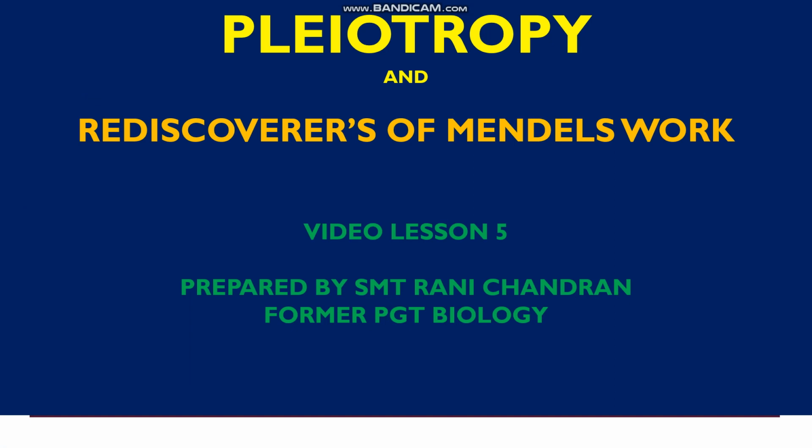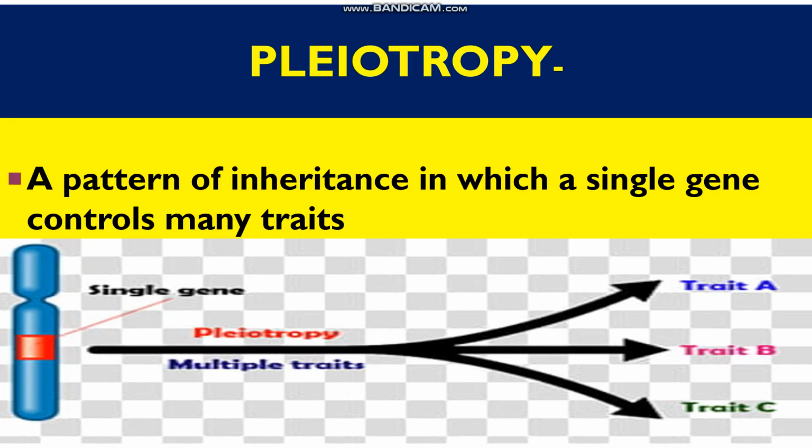Hi students, in this video we will discuss another pattern of inheritance called pleiotropy. Now what is pleiotropy? Normally a gene controls one character. In pleiotropy it is noticed that a single gene can control multiple traits. So that is what is known as pleiotropy. It is a pattern of inheritance in which a single gene controls multiple traits. The gene is known as a pleiotropic gene.